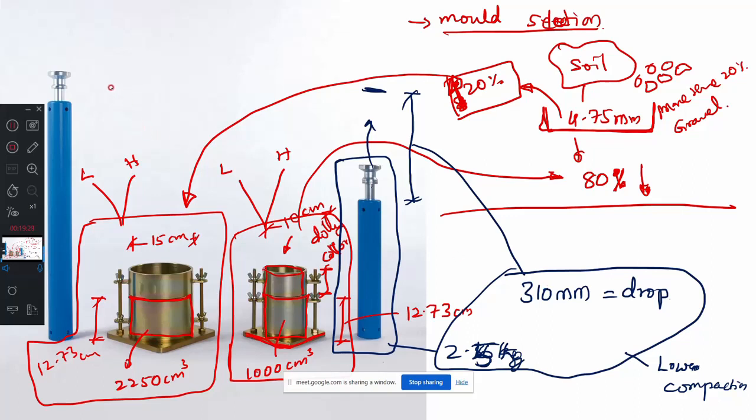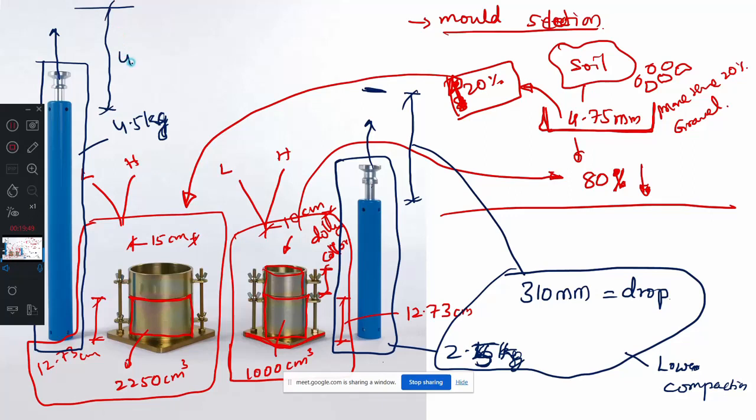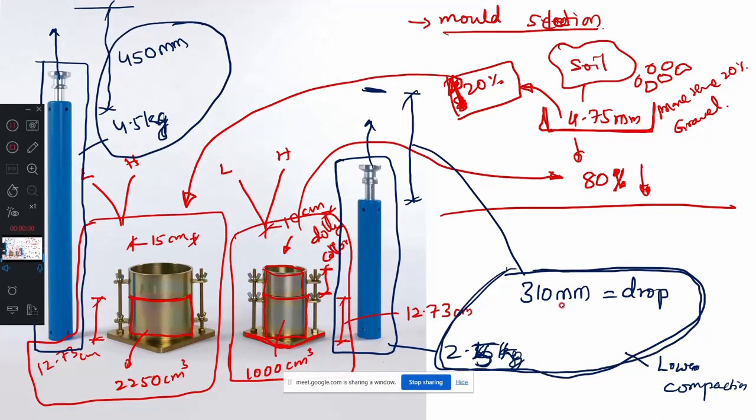Then what about heavy compaction? For heavy compaction, you use the bigger hammer. This hammer weighs 4.5 kg, and when you lift it and drop it, it will drop from 450 mm. Understood? This is heavy compaction. These two will decide heavy compaction. Any doubts here? No doubt?